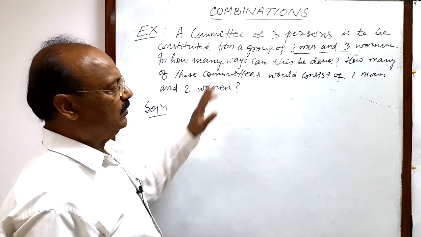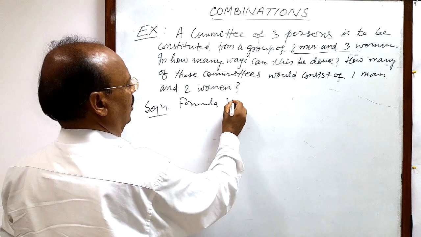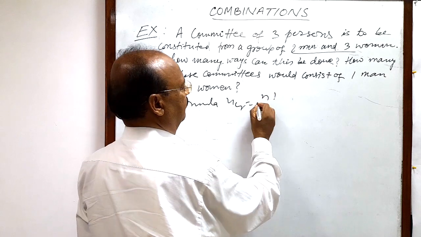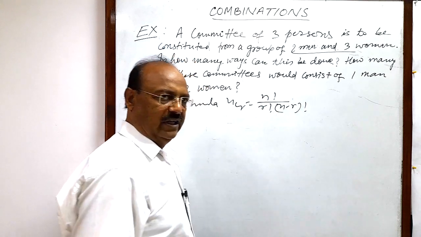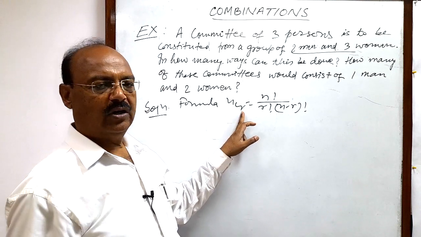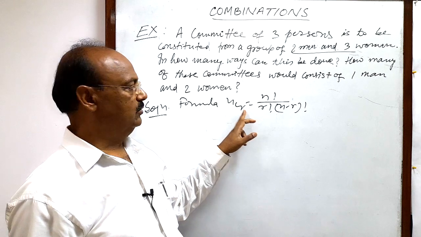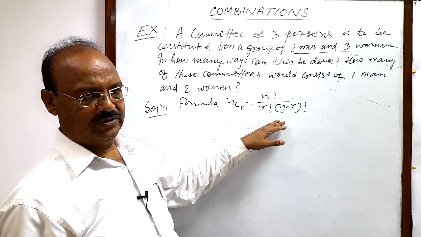Here in the chapter of combination, we use the formula nCr is equal to n factorial by r factorial into (n minus r) whole factorial, where n is the total number of objects and r is the number of objects to be selected out of n. So we will follow this formula.